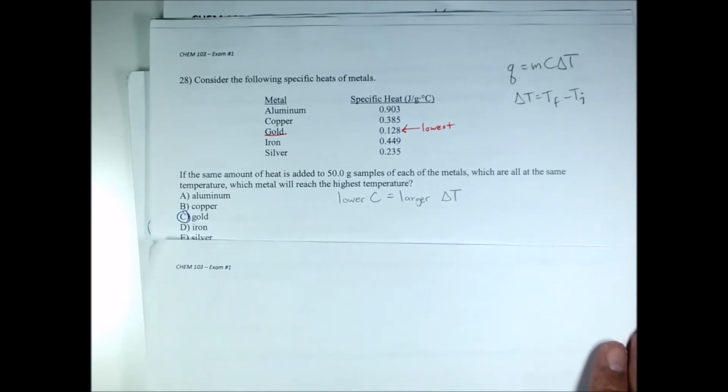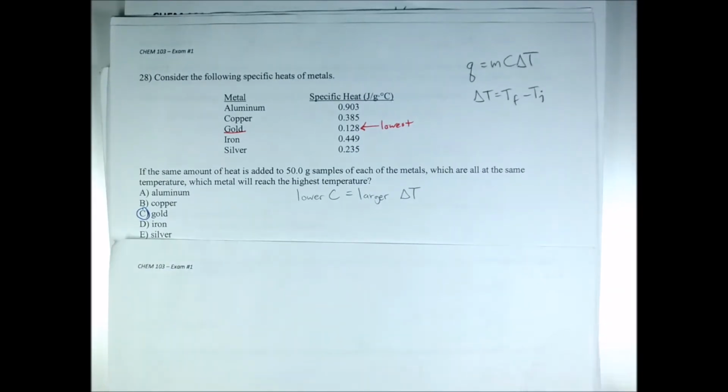All right, so here we have some heat capacity questions. It's saying here that if you have the same amount of heat applied to the same mass of different materials, which one should have the highest temperature?